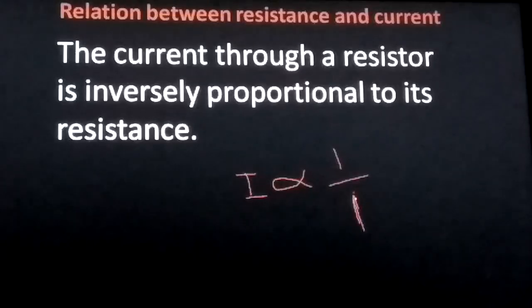So the symbol is like this. That means the current through a resistor is inversely proportional to the resistance. That means the resistance is in the denominator. So if the resistance decreases, then the current increases. Observe clearly and understand, students.